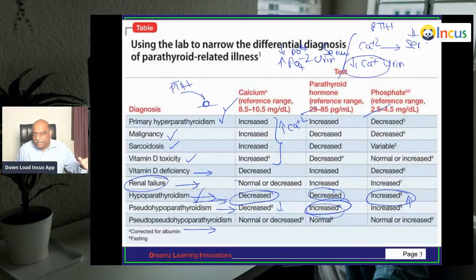Typically, they will have absent radius and changes in the fingers, etc. So, if everything is normal, calcium is normal, PTH is normal, phosphate is normal, but only those structural features which are seen in pseudo-hypoparathyroidism are seen, then you call it pseudo-hypoparathyroidism. In this, there is no problem in parathormone, but it has only the structural problems of pseudo-hypoparathyroidism.